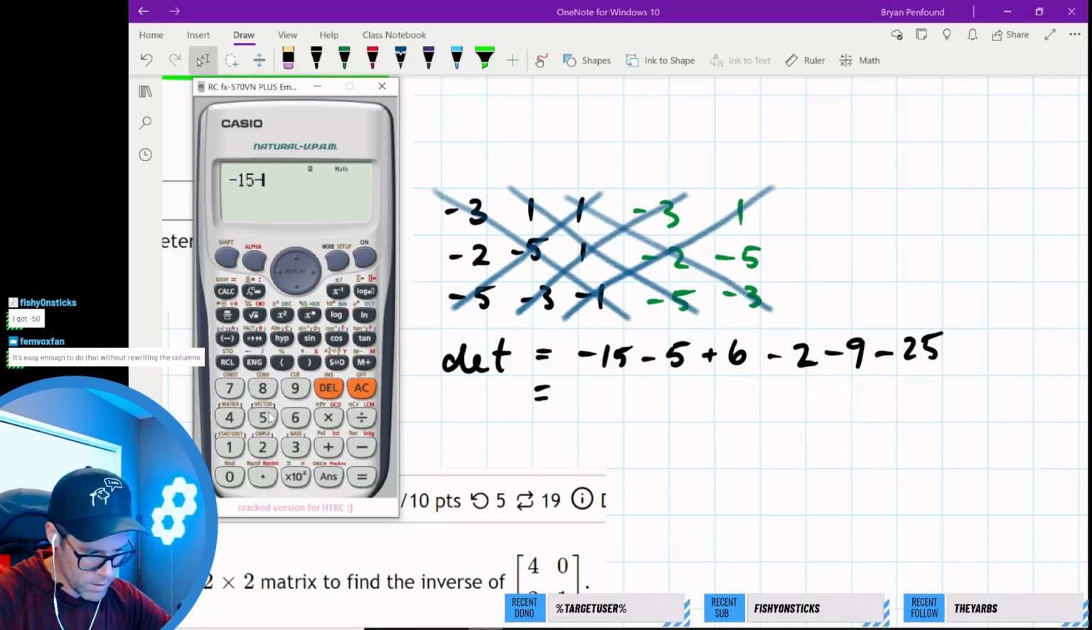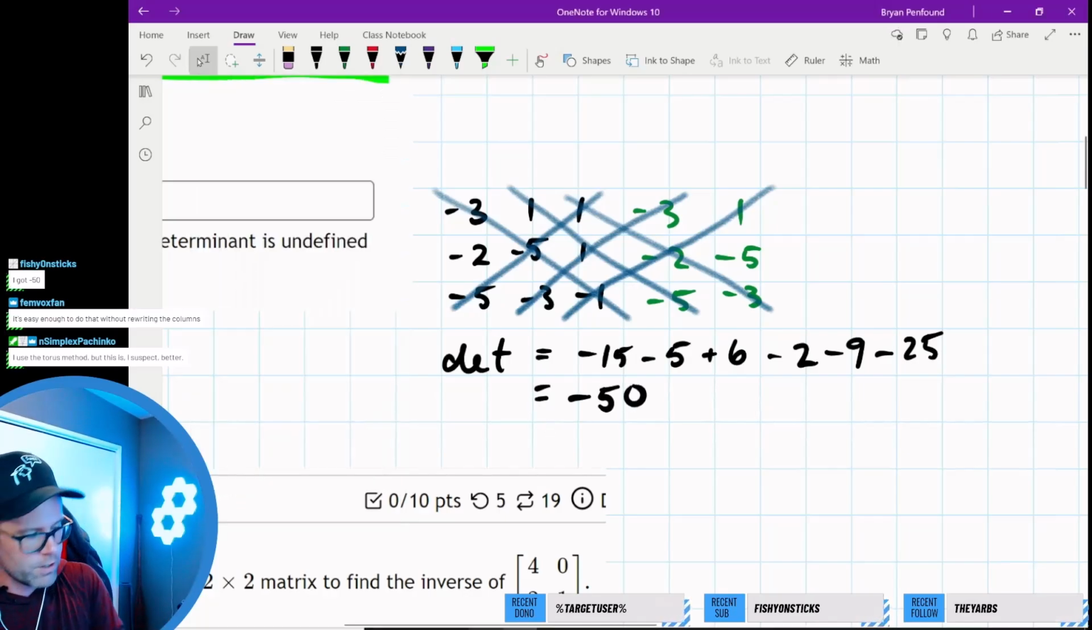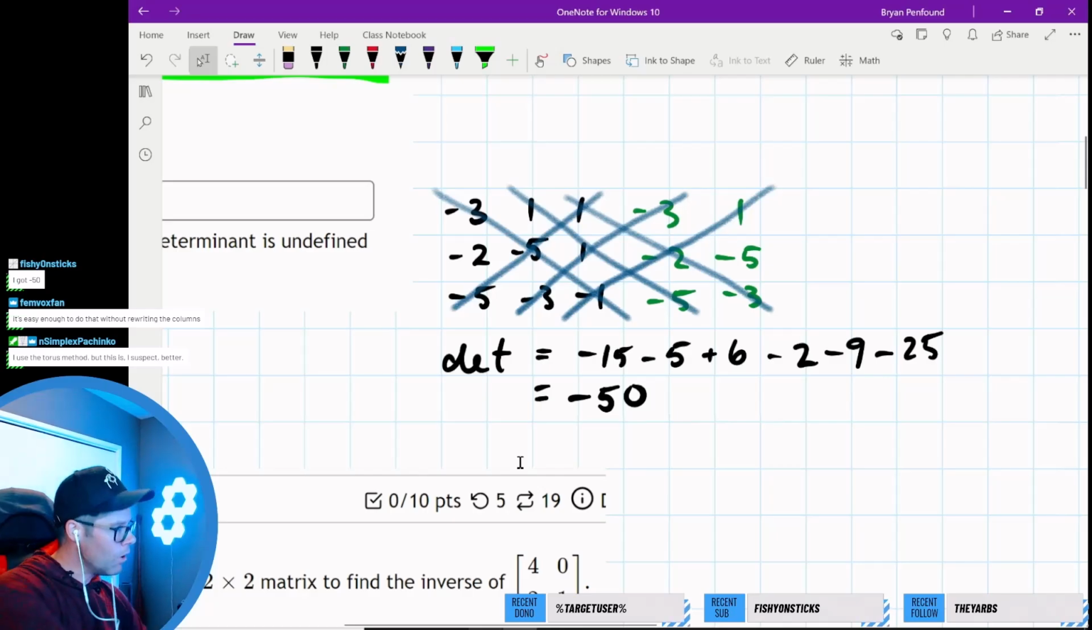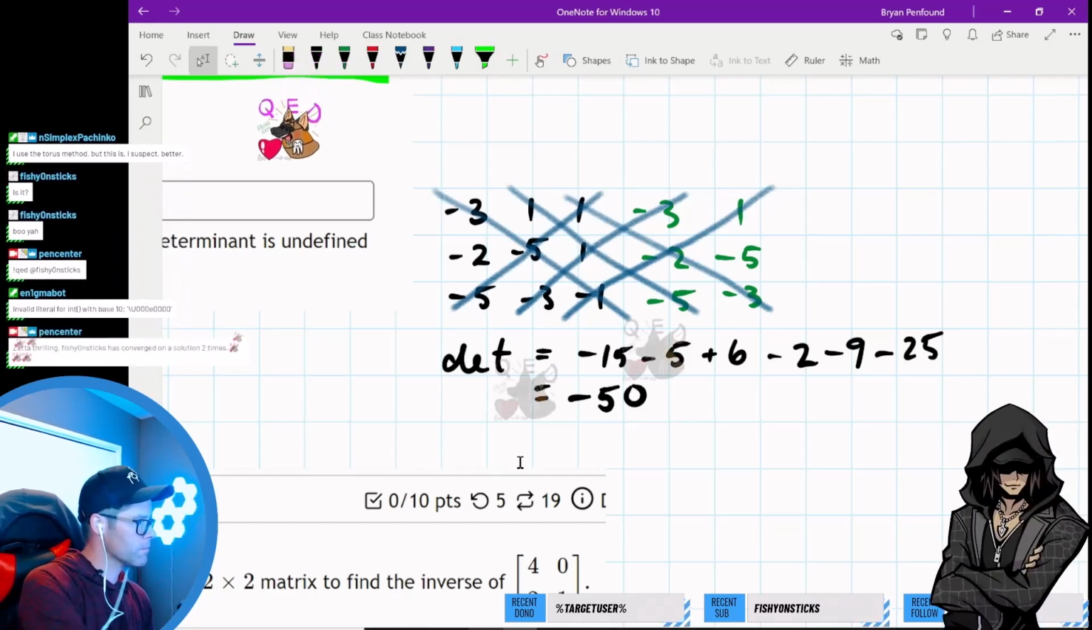So negative 15 minus 5 plus 6 minus 2 minus 9 minus 25 gives us a negative 50 for our determinant. Negative 50. Oh, nice. You got it, Fishy. QED.